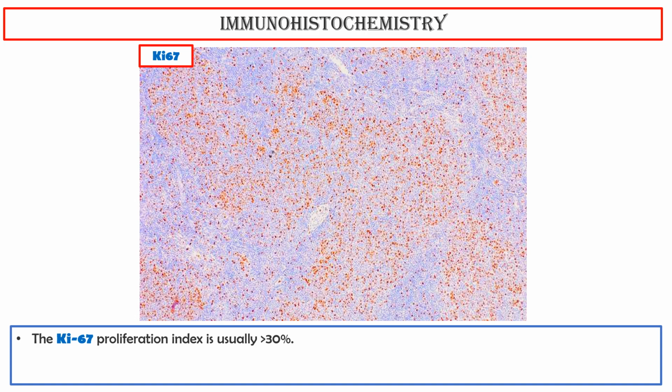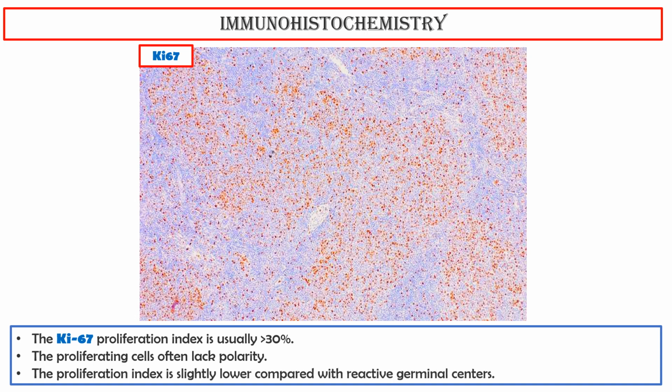The Ki67 proliferation index is usually greater than 30%. The proliferating cells often lack polarity. The proliferation index is slightly lower compared with reactive germinal centers.